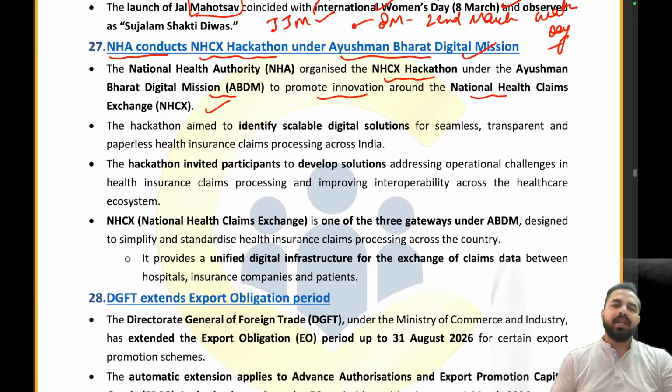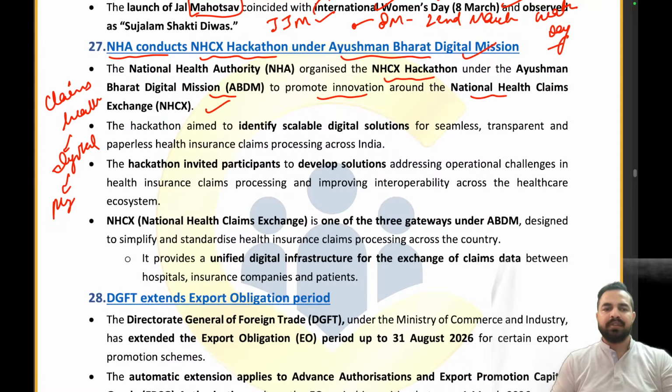Now let me tell you that in our country, many times you see that the claims for health insurance are not digital in nature. People are basically going there, submitting the physical copies, getting them signed, approved, and only then are they able to claim the money, right? So the National Health Authority wants to make it digital properly. So we need to identify digital solutions to make it completely digital and cashless, right?